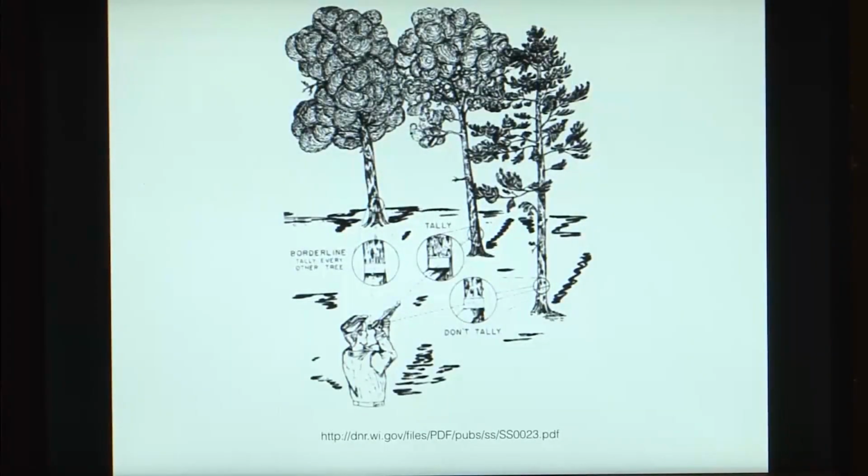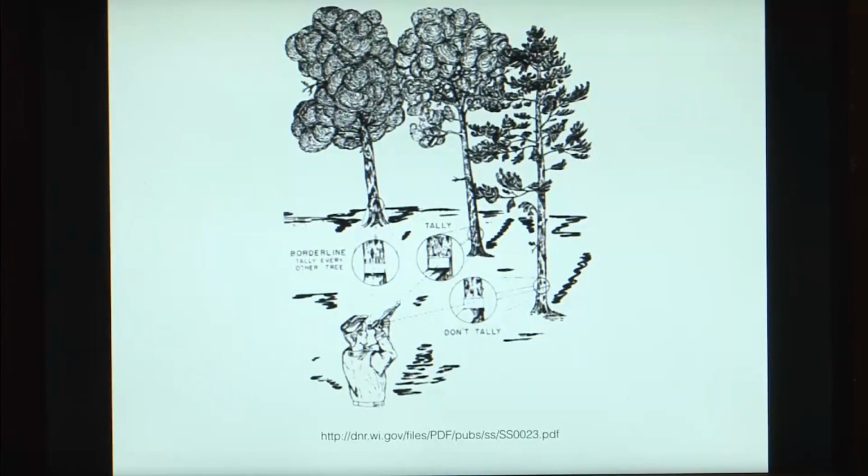Again, as this image shows, you can have a full tally in which the angle subtended is greater than the critical angle. You can have a half tally where the angle subtended is equal to the critical angle, or you can have a 0 tally in which the angle subtended is less than the critical angle.